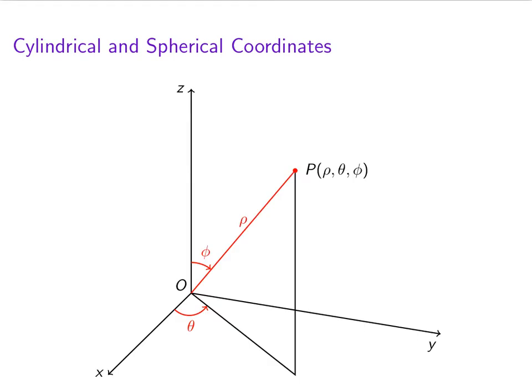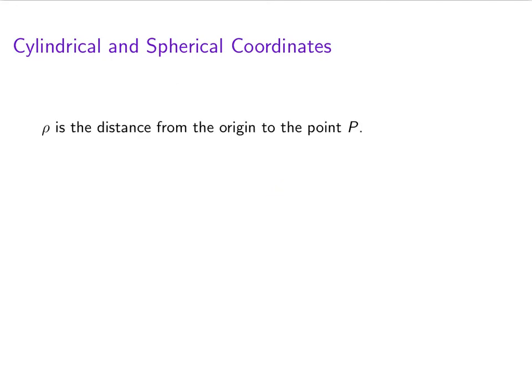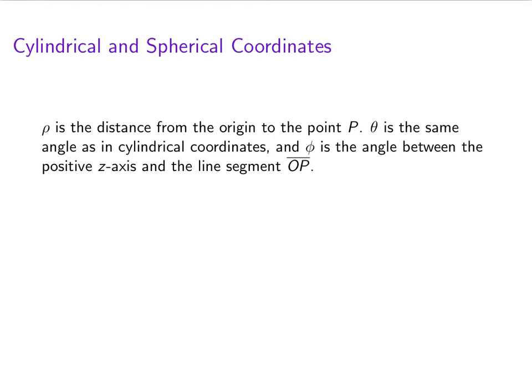All right, here's the picture for spherical coordinates. We've got the same angle theta that we've been dealing with. It's the angle between the positive x-axis and the projection of P down into the xy plane. Rho is just the distance from P to the origin, and then phi is the angle that the line segment OP makes with the z-axis. So rho is the distance from the origin to the point. Theta is the same old theta as before. Phi is the angle between the positive z-axis and the line segment OP.